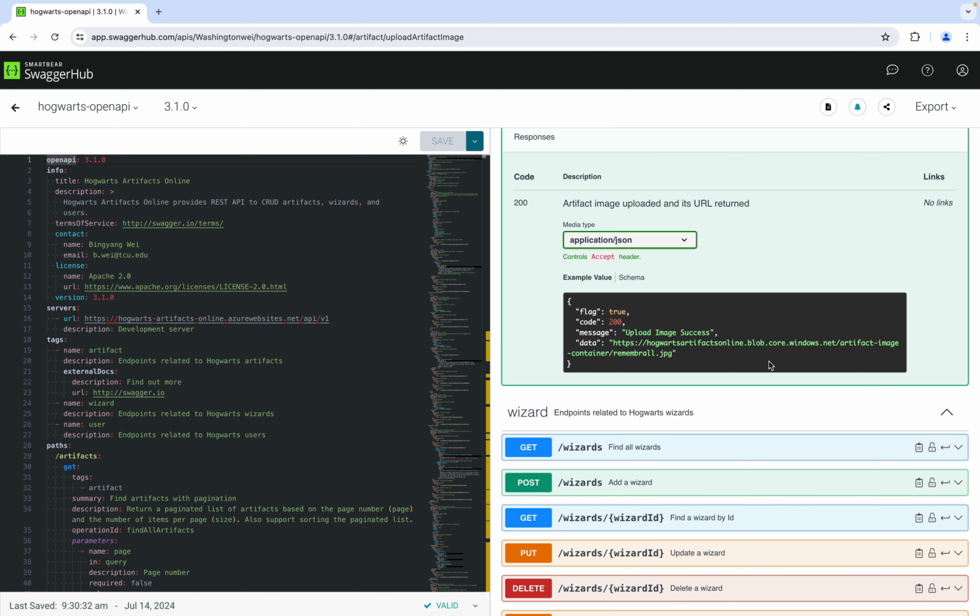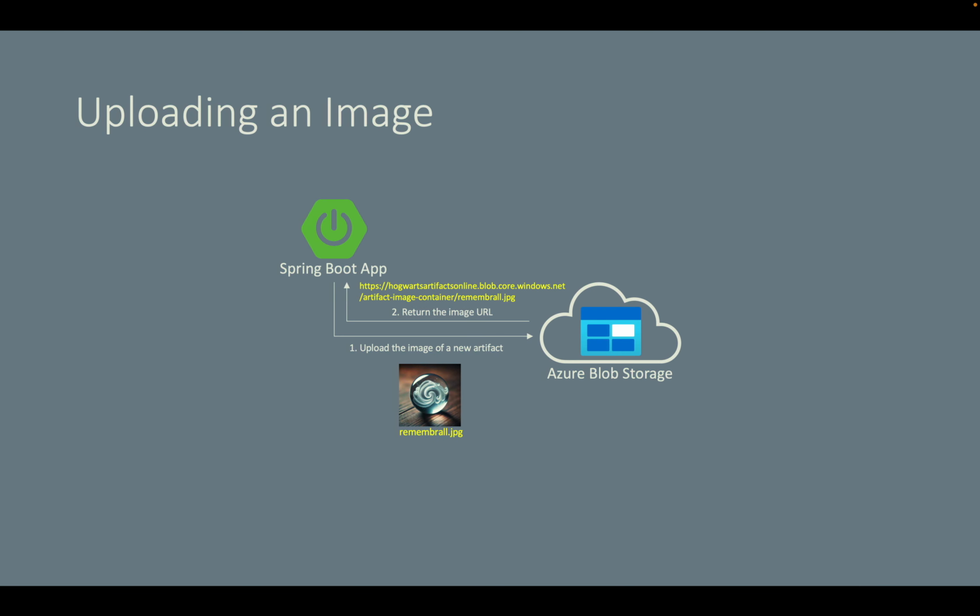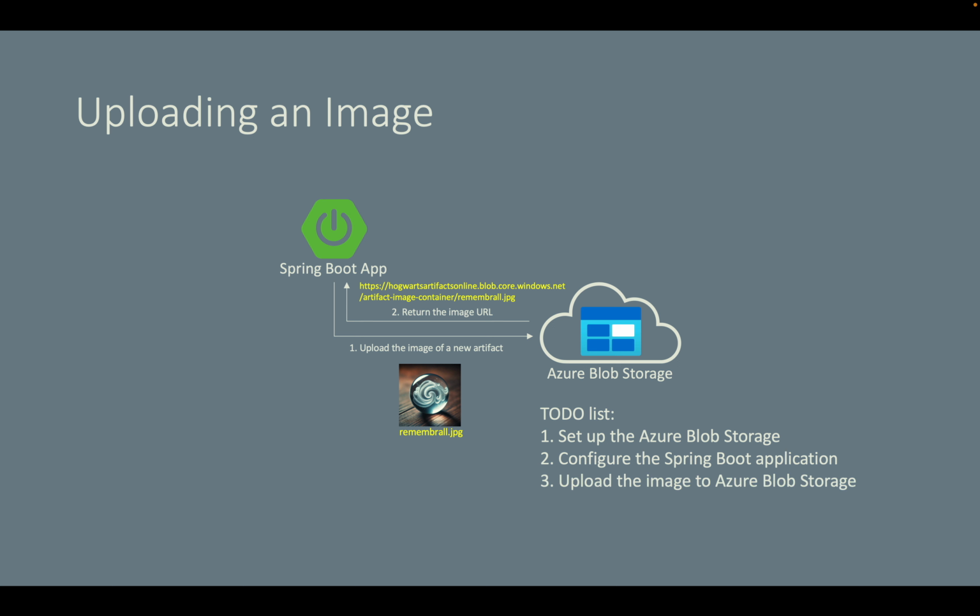Let's go back to the slides. First, we need to set up the Azure Blob Storage by creating an Azure Storage account and a blob container. Second, we need to configure the Spring Boot application so that it connects to the Azure Blob Storage. Third, in the Spring Boot application, we need to write code to receive the image file from the front end and then upload it to Azure Blob Storage using the Spring Cloud Azure module. Let's work on them one by one.